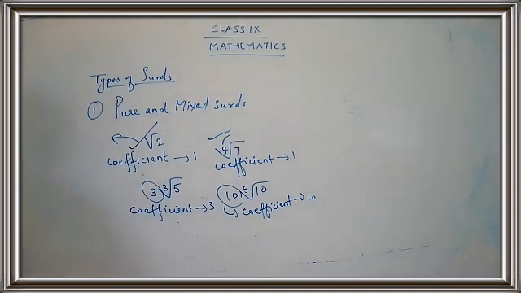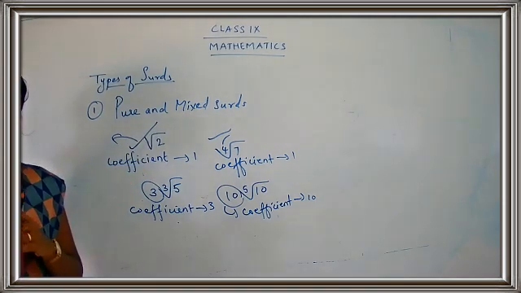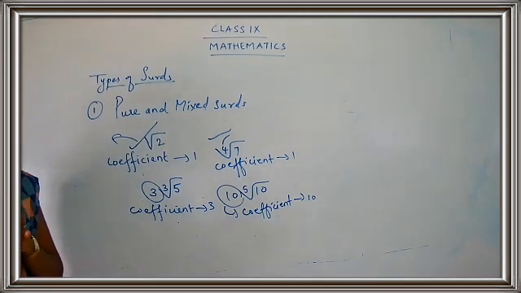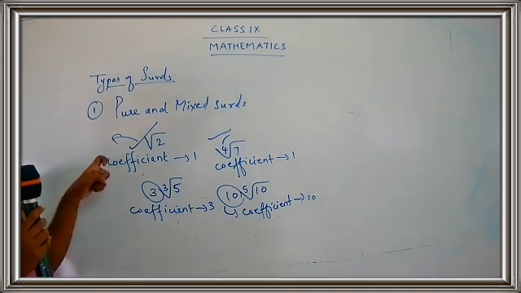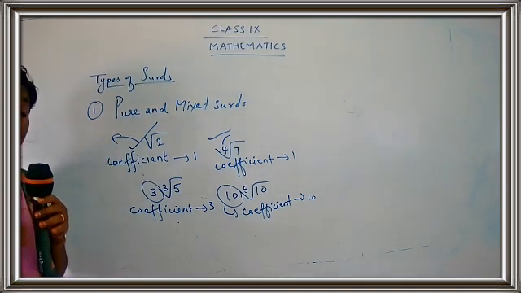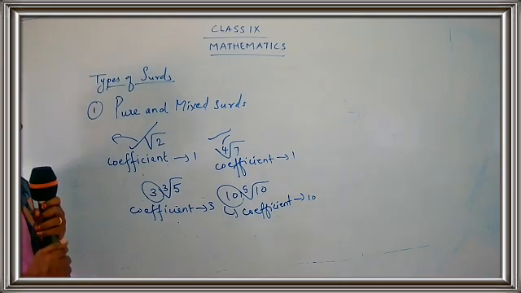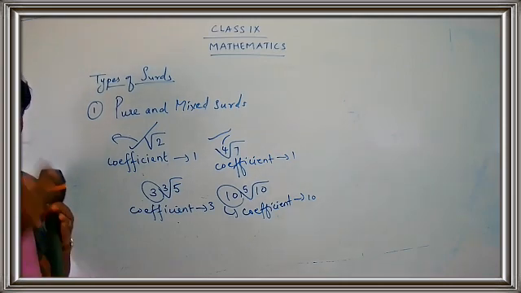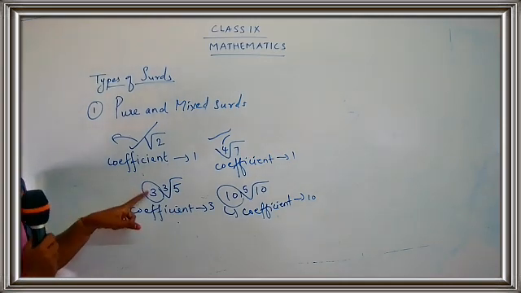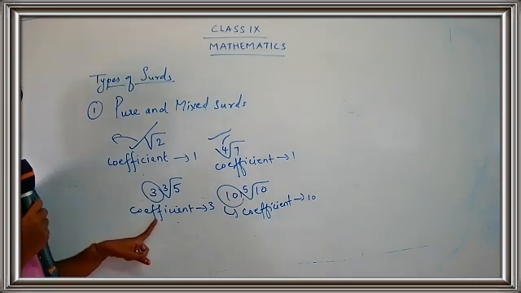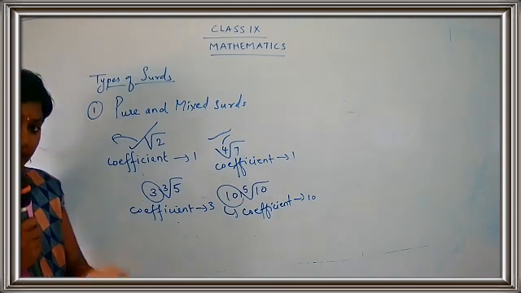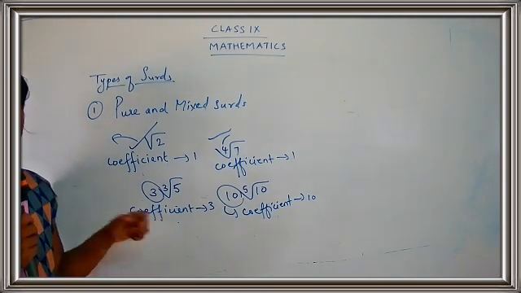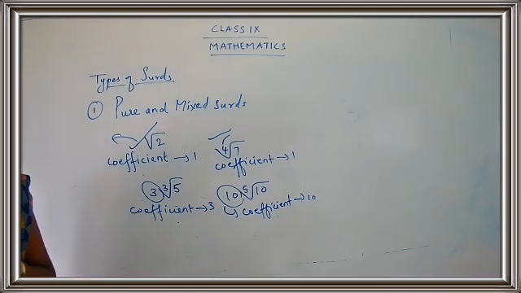Okay. Now, coming to the mixed surd. What is the meaning of mixed surd? A surd is called a mixed surd if the coefficient is other than 1. That means you should have a number other than 1. See here. What was the coefficient here? 3. It is not 1. Okay. So if the coefficient is not 1, if it is other than 1, you have to call it mixed surds. Are you clear, children?